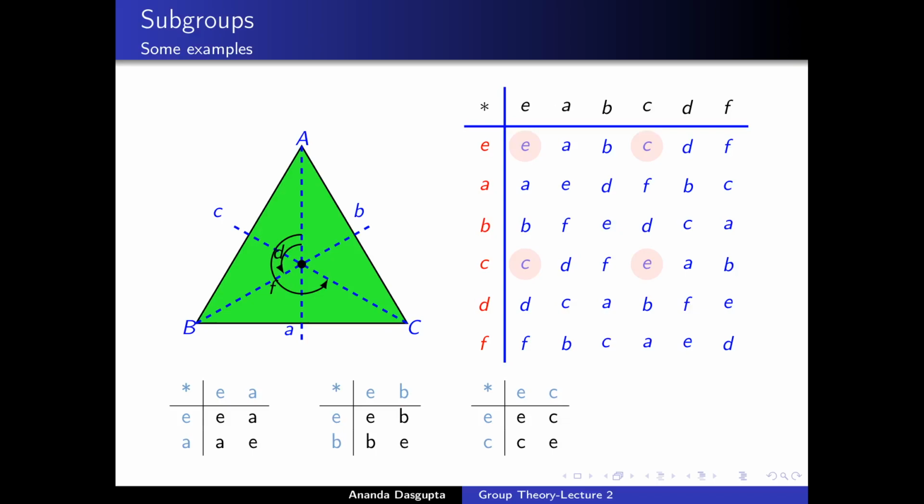For example, if I took E, A and B, then we would get these 9 elements in the multiplication table. But one look at it will immediately tell you that this cannot be the multiplication table for a group. For example, this element A times B is D, which is not in the subset that we are looking at. So closure fails right in front of our eyes. So EAB is not a subgroup.